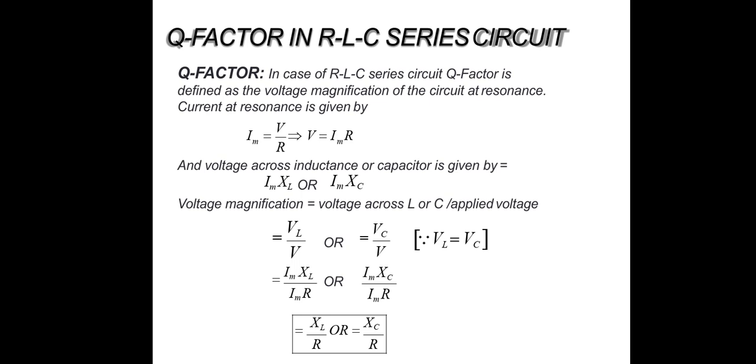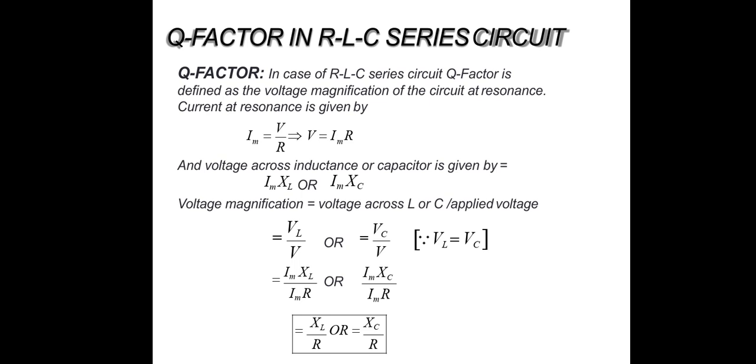Therefore, in case of the RLC series circuit, the Q factor is defined as the voltage magnification of the circuit at resonance. Just observe that we already know the maximum current will pass in the series resonance circuit. So Im is equal to V by R, so V is equal to Im into R. And the voltage across the inductance or the capacitor is given by Im into XL or Im into XC, which we already derived previously.